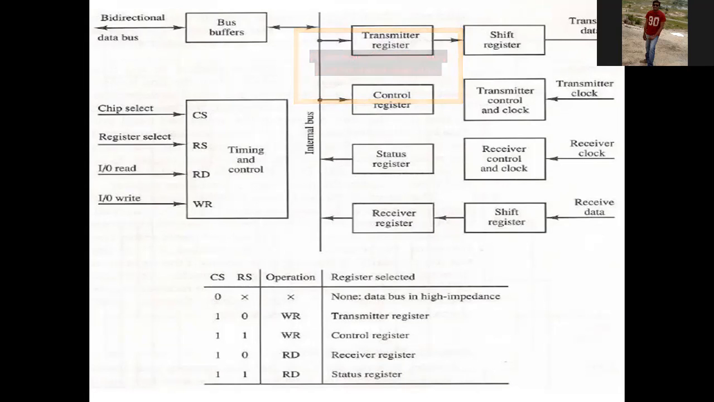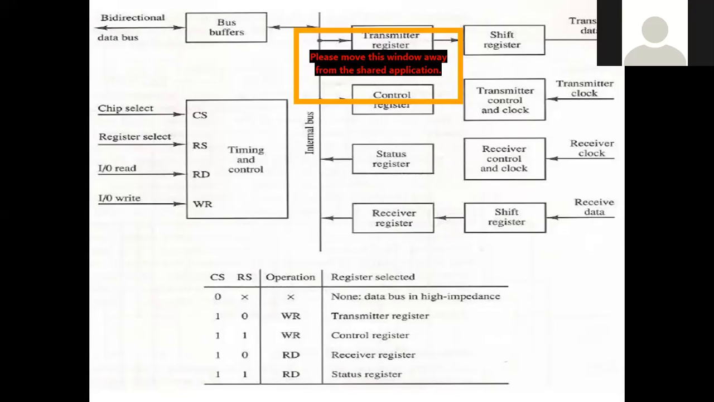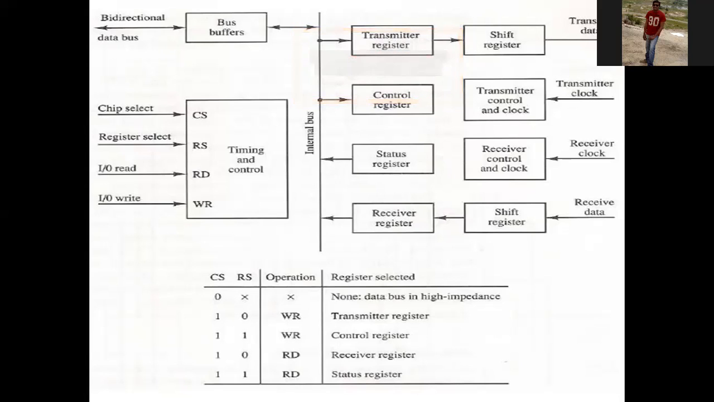So down below you can see the table, CS and RS. If CS is 0 and RS is X, the X means no operation, that means we are not doing anything. What does it indicate? No operation. Which register is selected? There is nothing selected, and the data bus is in high impedance.